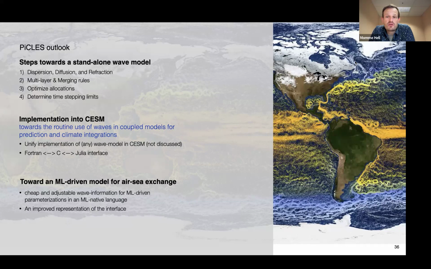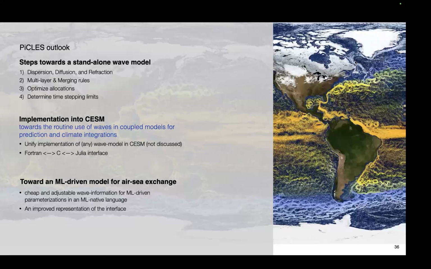If I wanted to do a regional weather forecast, and I wanted a wave model that didn't just start from zero energy, I didn't want to spin up my own WaveWatch 3 model, would Pickles provide some help for that?